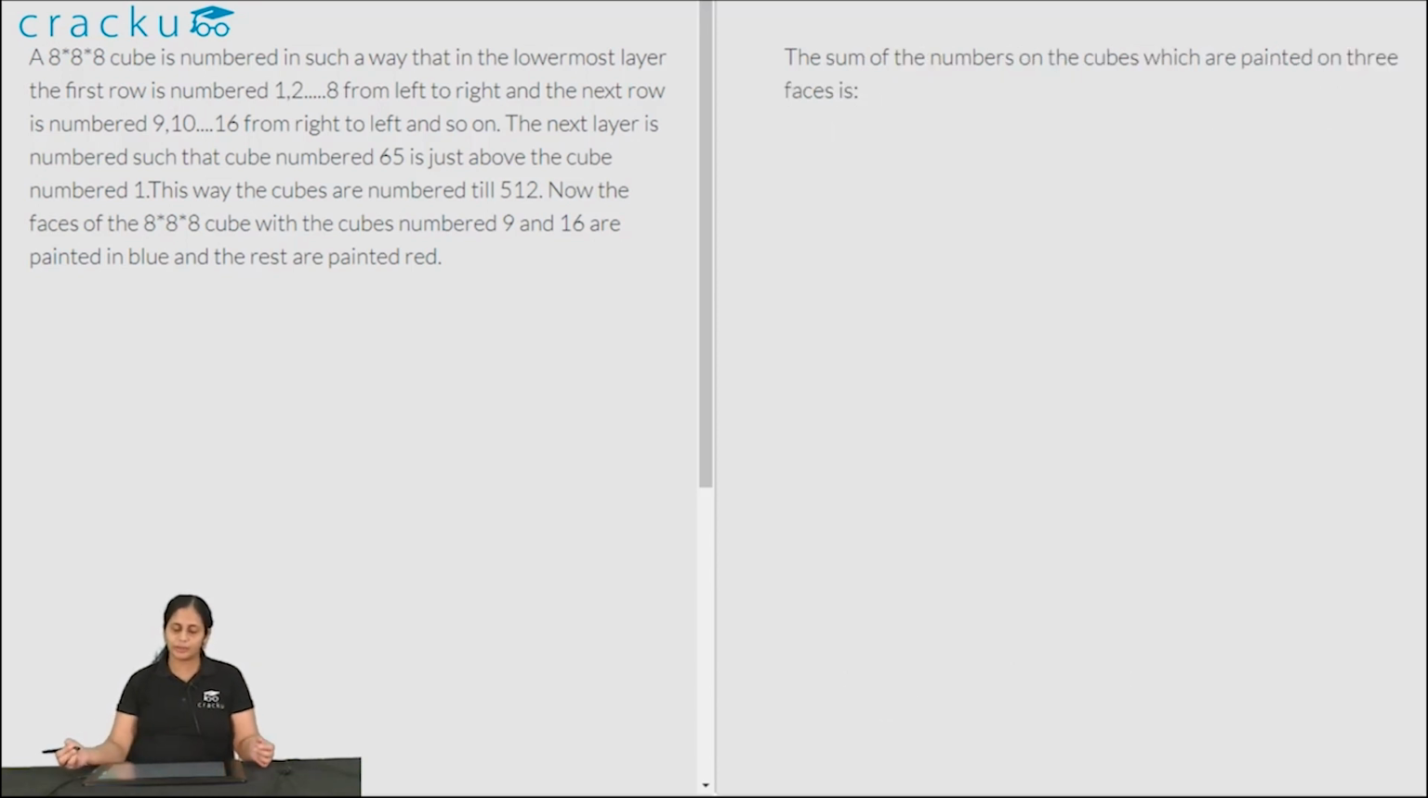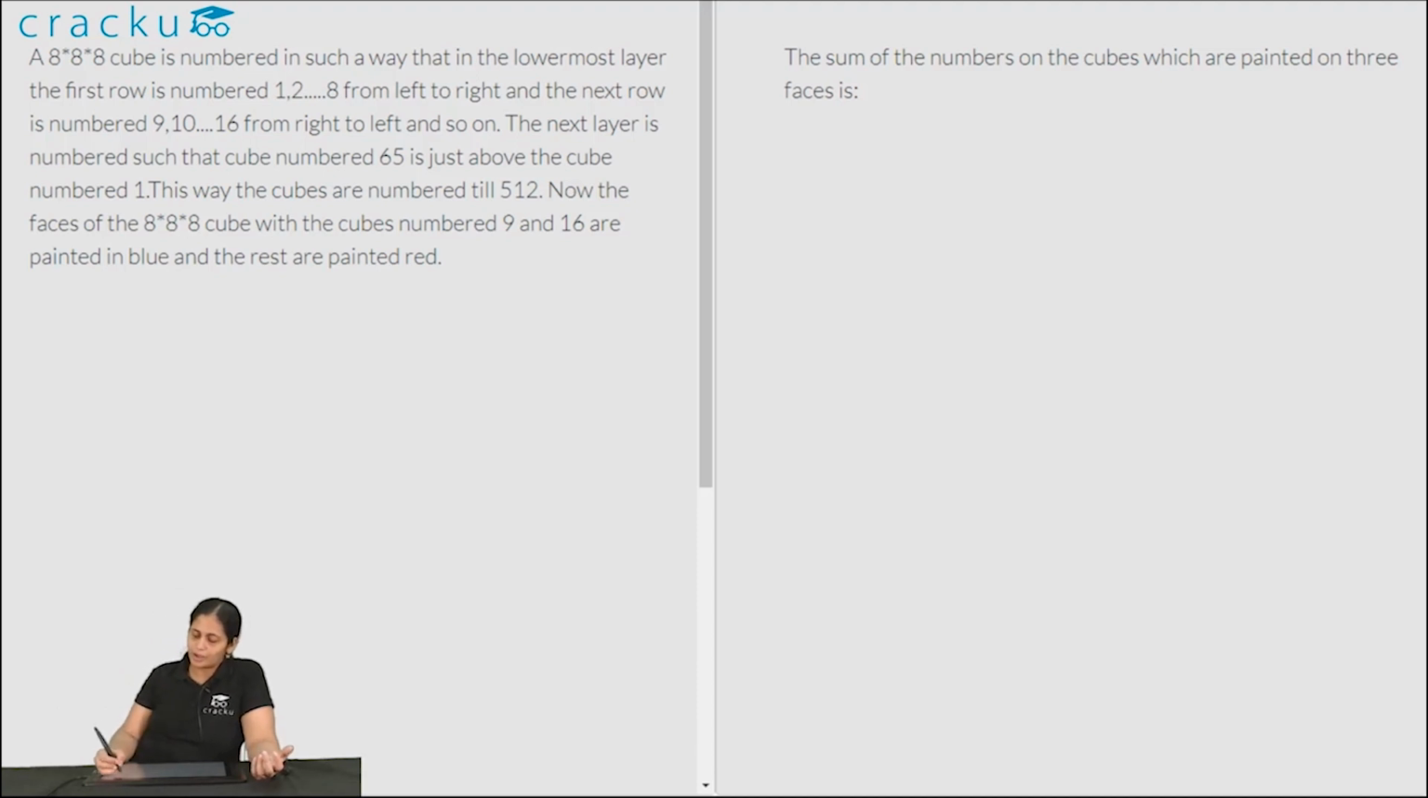Now let's go to the third question. The sum of the numbers on the cubes which are painted on 3 faces is what? So which cubes are painted on 3 faces? Like we just discussed, the cubes that are at the corners are painted on 3 faces. Because the ones in the middle are painted on 1 face, the ones on the edge are painted on 2 faces, the ones in the corners are painted on 3 faces, the ones inside the cube are not painted at all. So if I have to find out how many are painted on 3 faces, I have to essentially find out the numbers that are there on the corners of the cube.